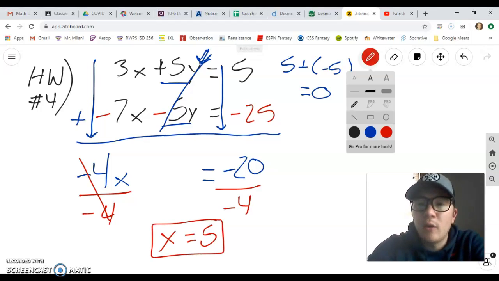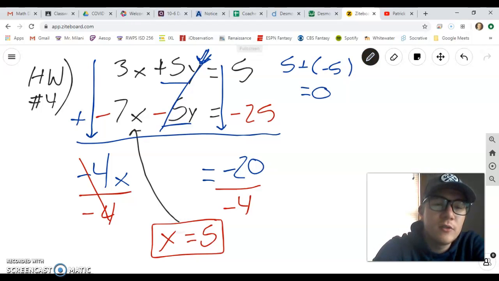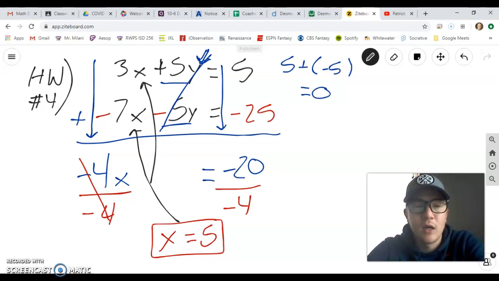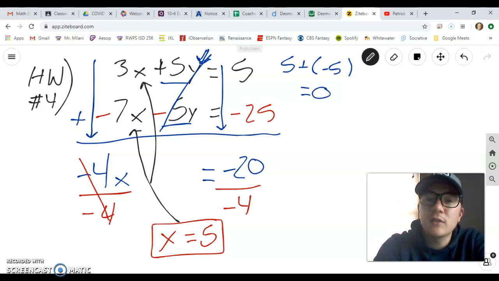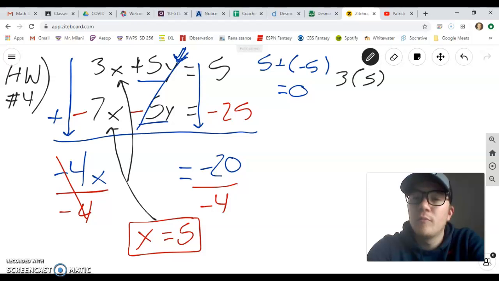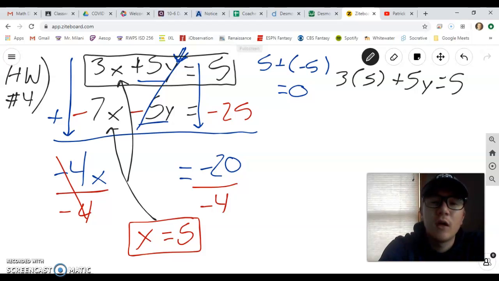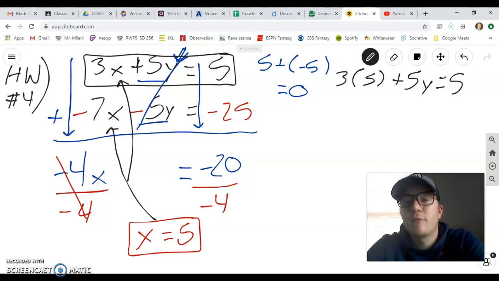Okay. Now to finish, I'm going to take that x, I'm going to plug it in one of these two spots, either by the 3 or by the 7, the -7. I feel like a +3 is going to be a little bit easier to work with. So instead of 3x plus 5y, I will now have 3 times 5 plus 5y equals 5. It is that exact same top equation, but instead of 3 times x, it's 3 times 5 because I know that x is 5.